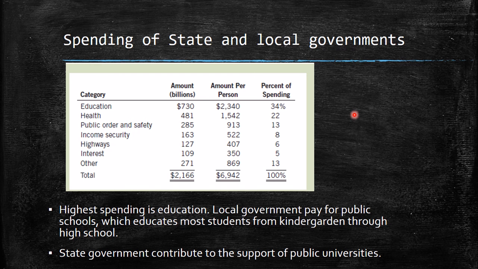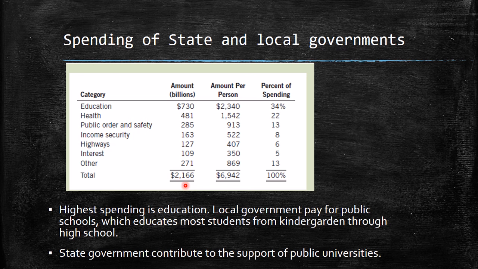And here we have the other part. We already have the income, now we have the spending. Again, it's higher than the income received. So in this case, we can understand that not just the federal government faces budget deficits, but state and local governments face budget deficits as well.